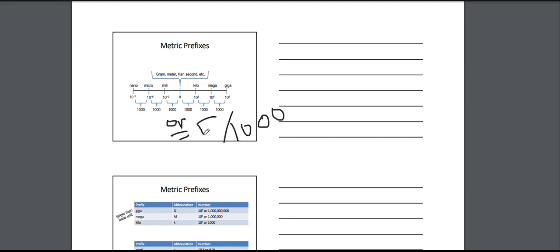So your unit will be here, and then you'll divide by 1,000. So going from a larger unit to a smaller unit, you multiply. Going from a smaller to a larger, you'll have to divide by that factor. And that same rule applies for the liter, for the meter, for the gram, and for the second.